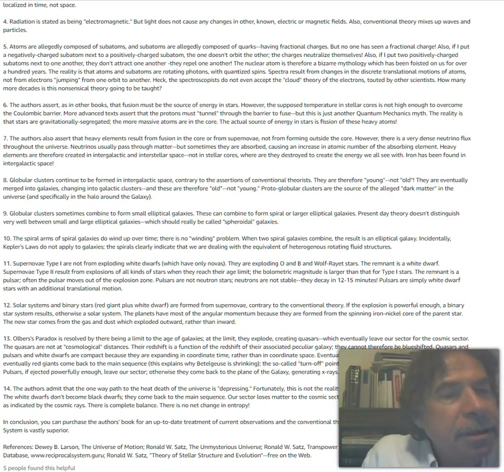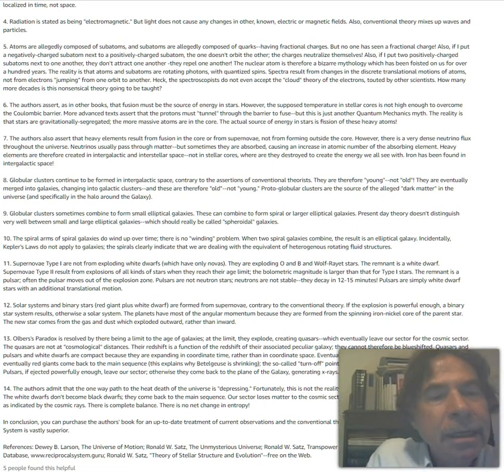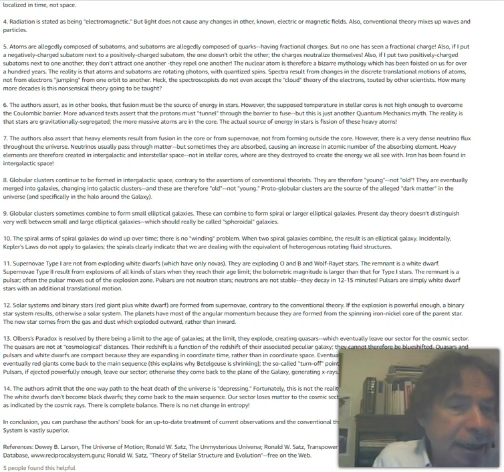Now, number 9. Globular clusters sometimes combine to form small elliptical galaxies. These can combine to form spiral or larger elliptical galaxies. Present-day theory doesn't distinguish very well between small and large elliptical galaxies, which should really be called spheroidal galaxies. Those are those really giant galaxies.